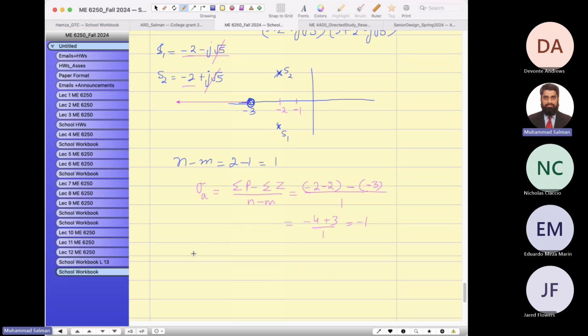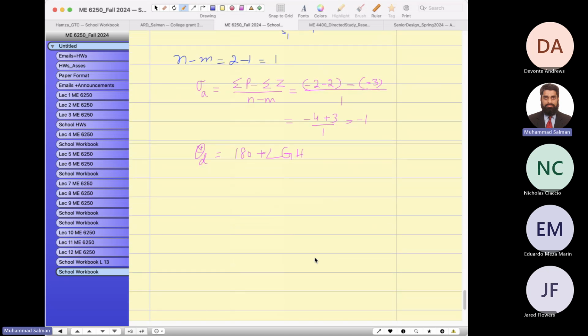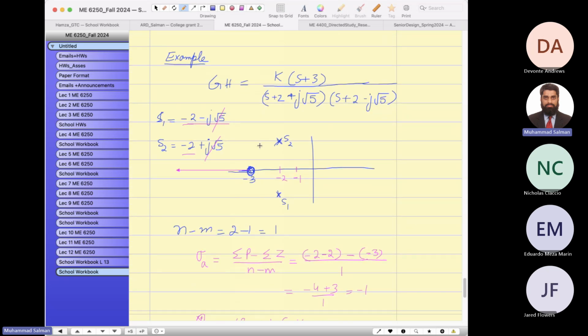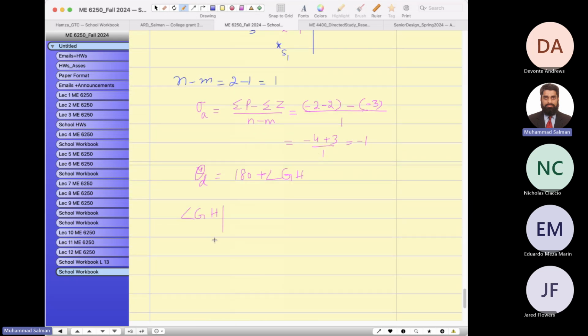So let's do the angle of departure. What is the angle of departure? 180 plus angle of GH. So let's find out the angle of GH. I'm going to take this point as the point from where I want to find the angle. So let's take S2 at -2 plus j square root 5. So that's the angle I'm going to use.